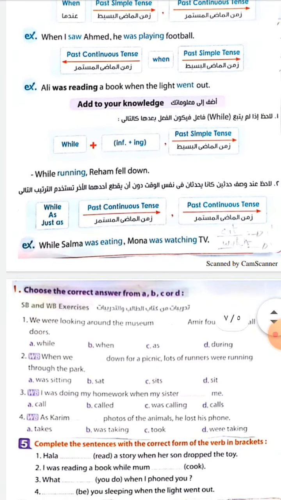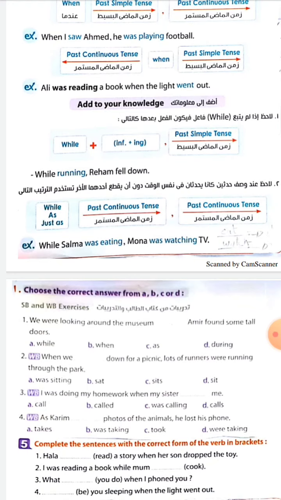Let's answer this exercise. Choose the correct answer from A, B, C or D. We were looking around the museum. Amir found some tall doors. عندنا two actions. Before the past simple قبل الماضي البسيط أكيد هنحط when. Number 2, when we sat down for a picnic, lots of runners were running through the park. When past simple والجملة التانية past continuous. الpast simple اللي عندنا يبقى when we sat down for a picnic, lots of runners were running through the park.